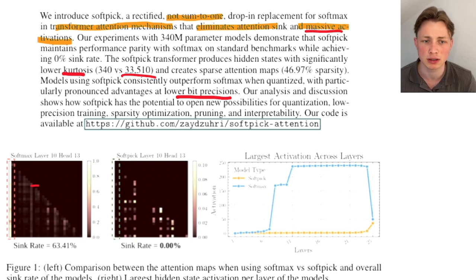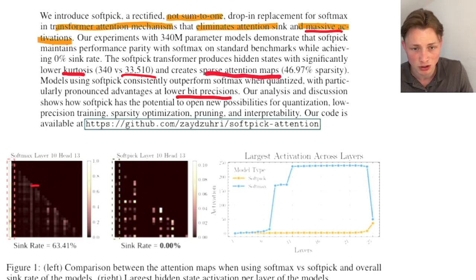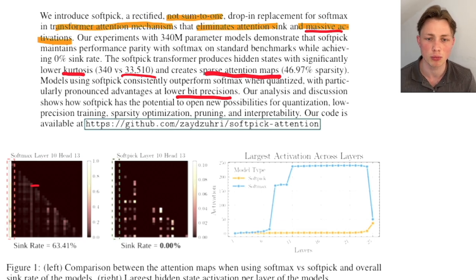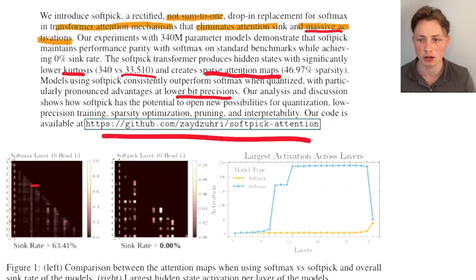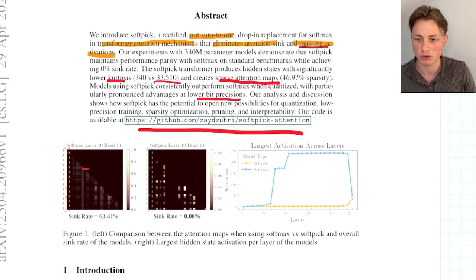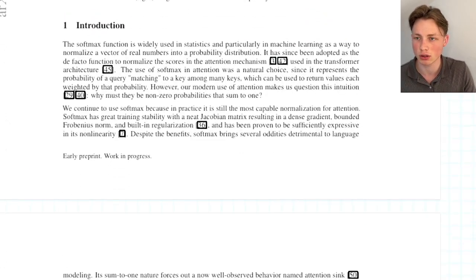Our analysis and discussion shows how Softpick has the potential to open new possibilities for quantization, low precision training, sparsity optimization, pruning, and interpretability. So interpretability comes from the sparse attention maps. If we have sparser attention maps, we could maybe find out how the model puts attention on all the other keys, and maybe it's more interpretable for us. Okay, you could also check out their code on GitHub. And so let's jump into the introduction.